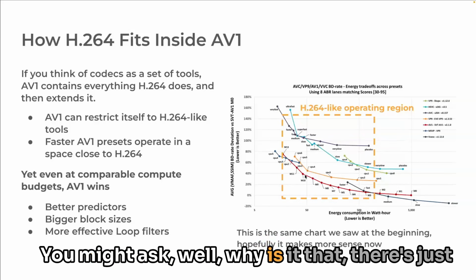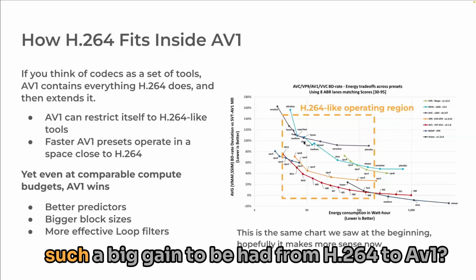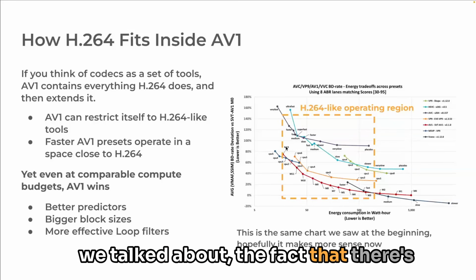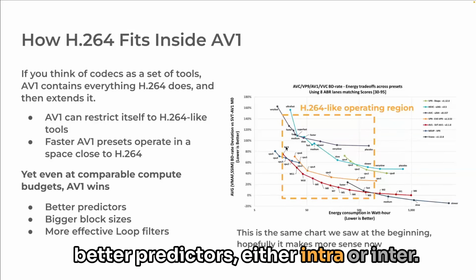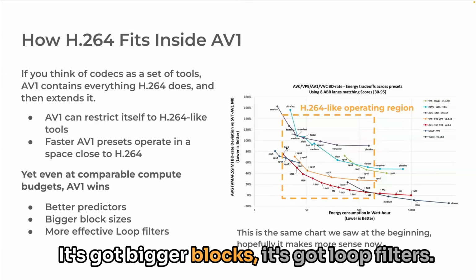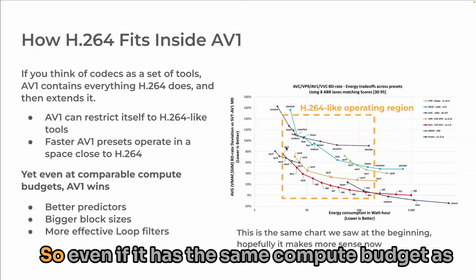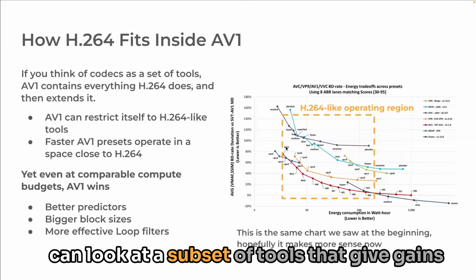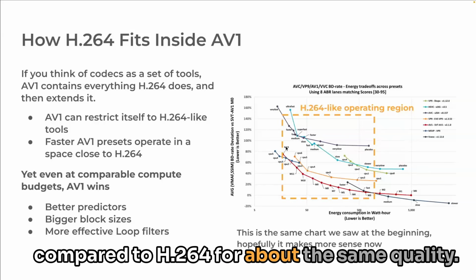You might ask, well, why is it that there's just such a big gain to be had from H.264 to AV1? And the reason for that is, what we talked about, the fact that there's better predictors, either intra or inter. It's got bigger blocks, it's got loop filters. So even if it has the same compute budget as H.264, the AV1 encoder has more tools, and it can look at a subset of tools that give gains compared to H.264 for about the same quality.